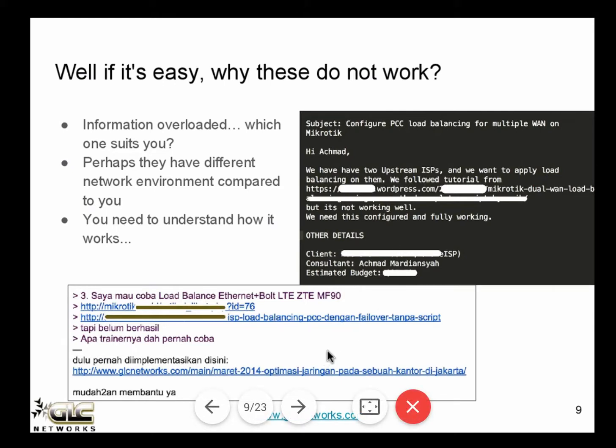So I got two emails here from different people. One person is from overseas, they are not Indonesian, and one person here is Indonesian. Both of them are complaining: I have read this tutorial from this website, but it doesn't work. Can you please help? Okay.